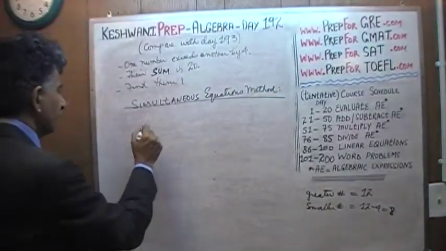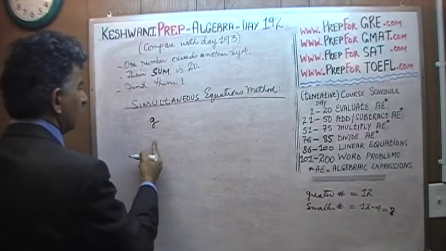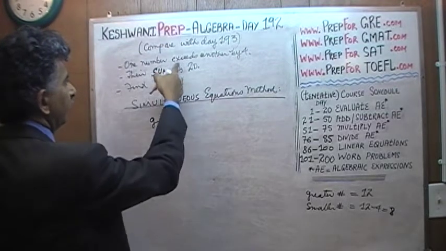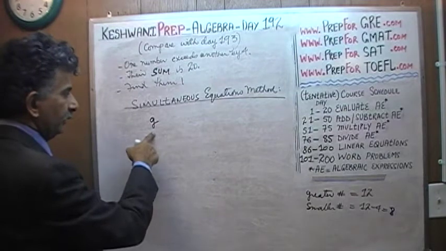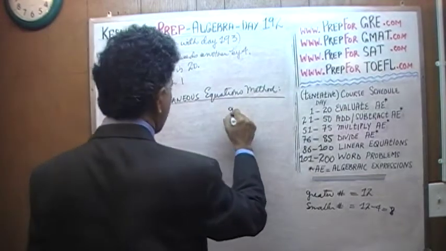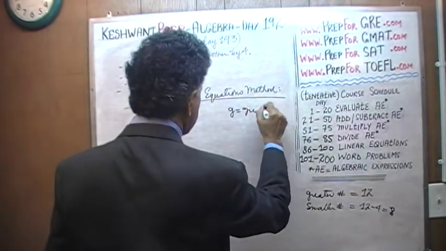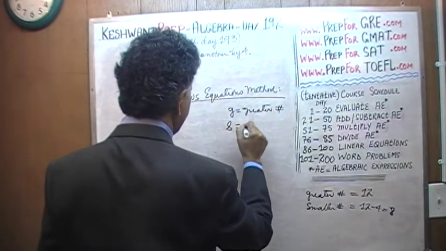So we have the large number, the greater number. G is the greater number. And let's define S as the smaller number.